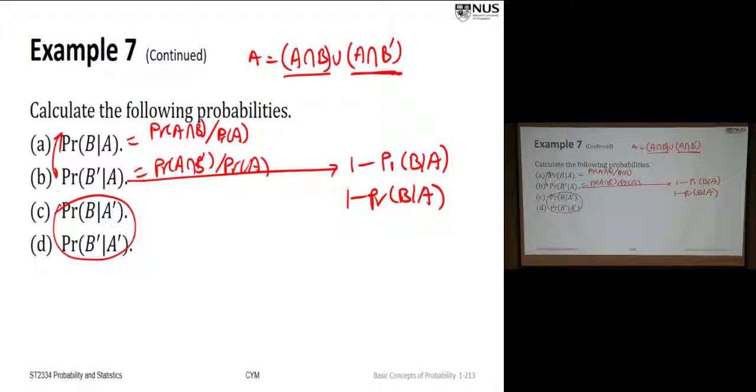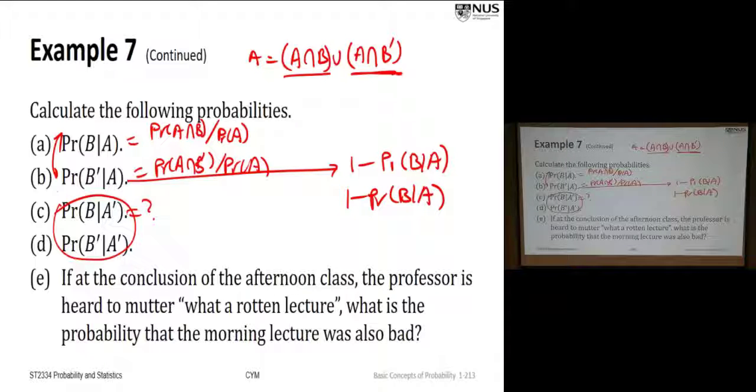The professor, all right, gives a good lecture in the morning, so what's the chance that it gives a bad lecture, or what's the chance that it gives a good lecture? All right. So how to get this one? So this will be useful. This kind of thing will be useful for us to compute it.